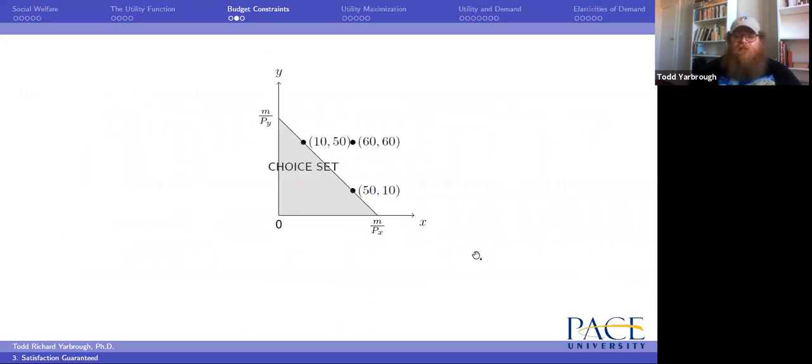Now the budget constraint itself, here we see illustrated in the graph, creates what we call the choice set. Okay, the gray area on this graph represents the choice set. What this is, it represents every affordable bundle. And so the line itself, which is the budget constraint, represents, you can afford anything on the line, and you can afford anything inside of the line. Okay, this represents your choice set.